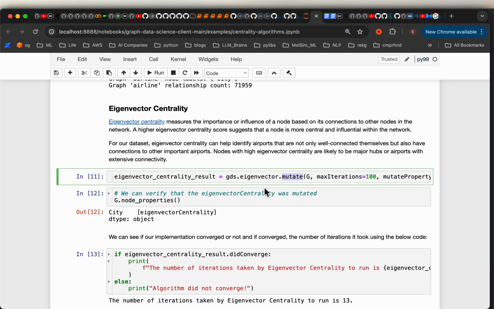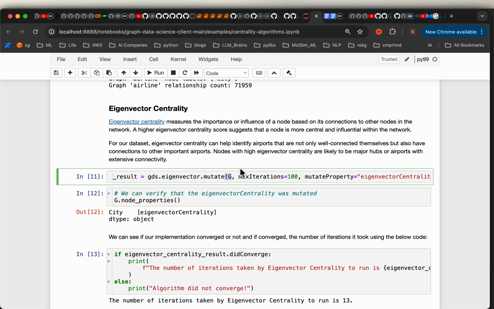And then we also have write. Write means it writes the results to the database. Okay. Notice the difference. We have the database and we have the projection. So the database is like any SQL database where we can persist the data. And then the projection is in memory for faster computations. Okay. So we provide our data or the network, and then we want to run this algorithm for a maximum of 100 steps.